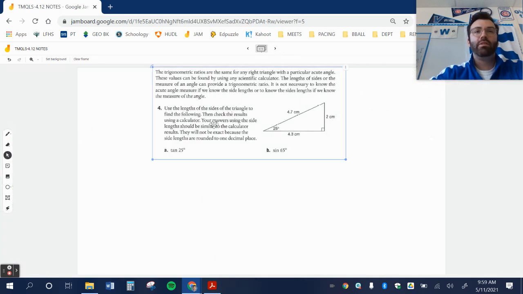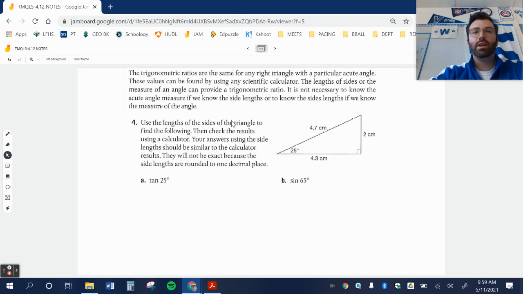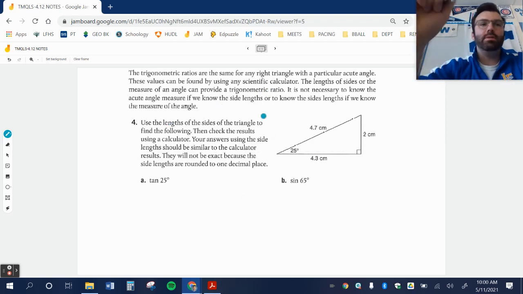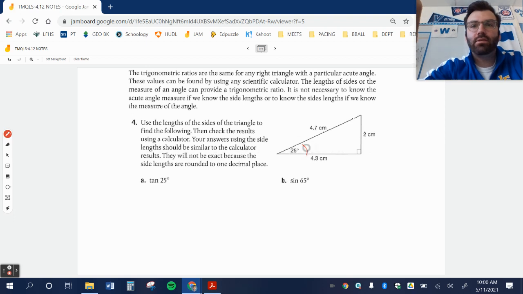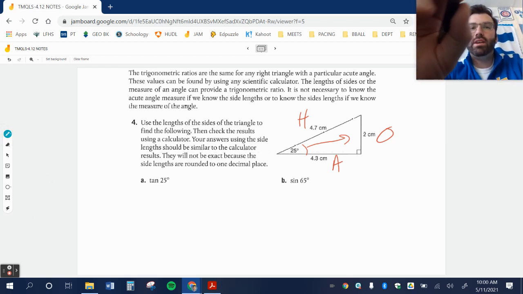All right. Number 4. Use the lengths of the sides of the right triangle to find the following. Check the results using a calculator. All right, so here we go. Let's label our sides. First things first, O, H, and A. If I want to find the tangent, I know that is O over A, so 2 over 4.3.